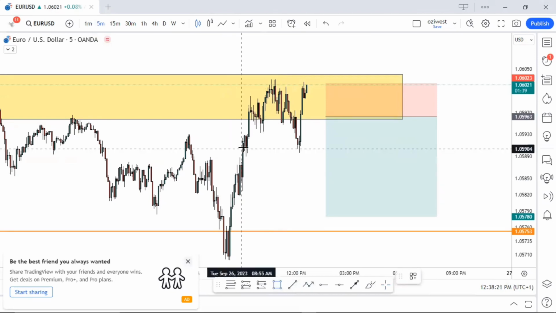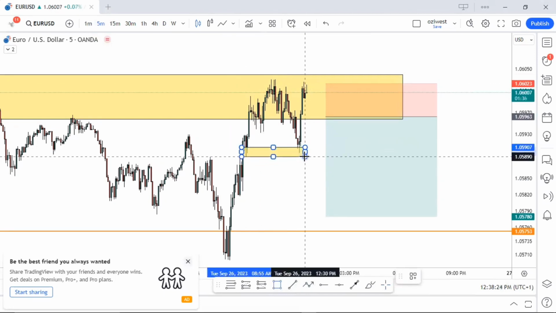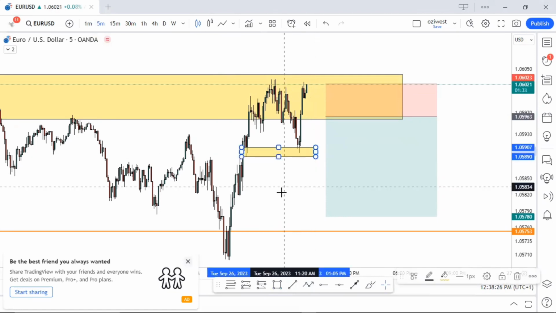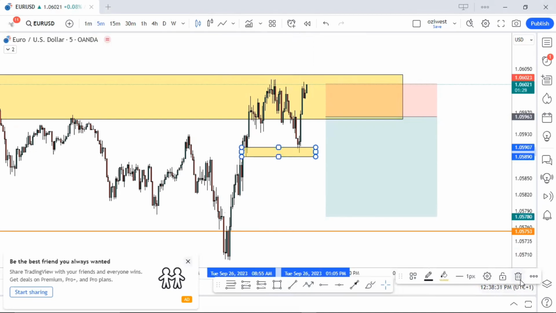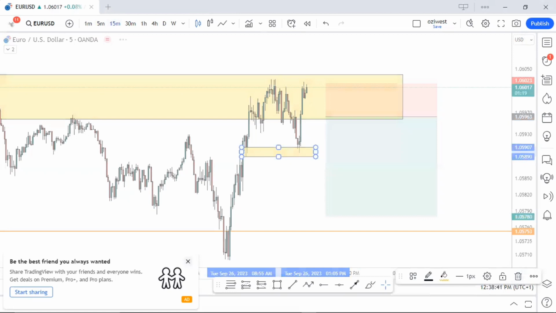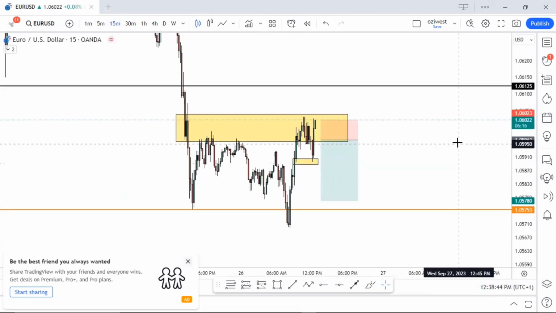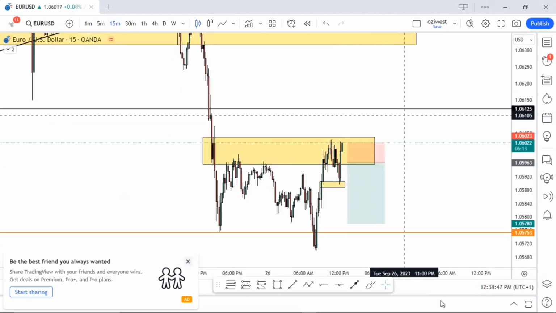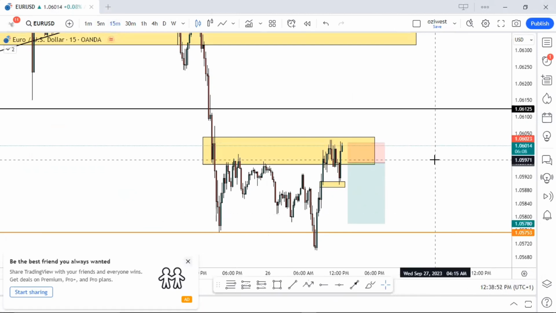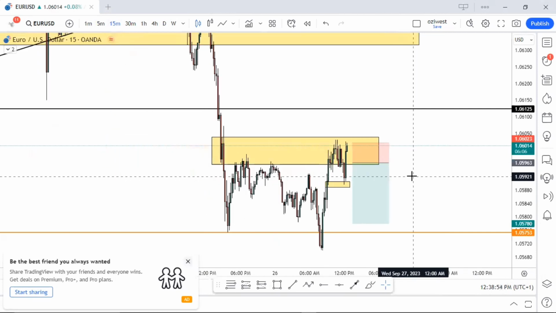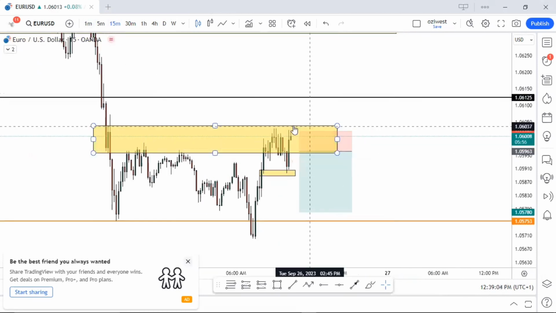For the first entry, price respected this support here and pushed back up. If price doesn't give any signal, I'll be calling it a day. Trying to come test this level here. Still rejecting.